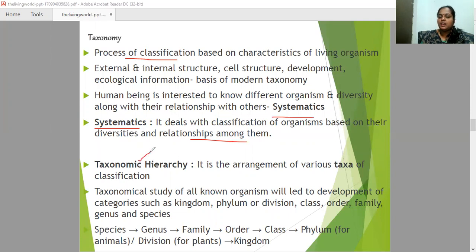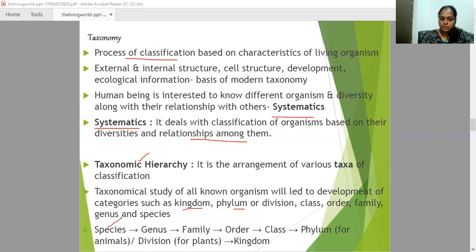Coming to the taxonomic hierarchy, it is an arrangement of various taxa or classes. We are arranging various taxa in an orderly way, and that is nothing but the taxonomic hierarchy. Taxonomic study of all known organisms leads to the development of categories that we should consider when giving the classification. It should include kingdom, phylum for animals, division for plants, class, order, family, genus, and species. This is the hierarchy, arranged as taxa of classification.